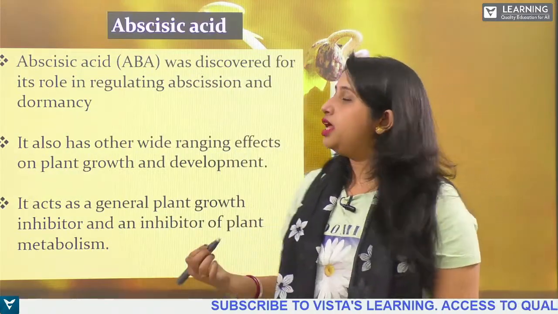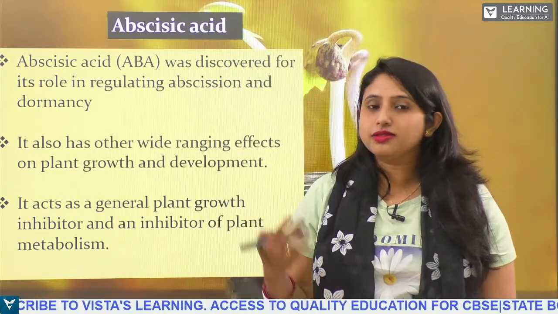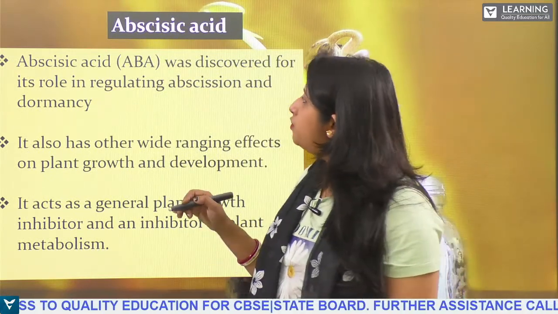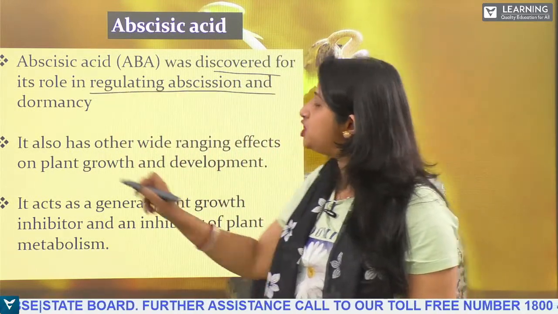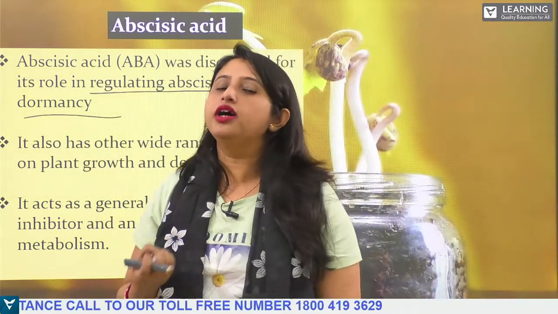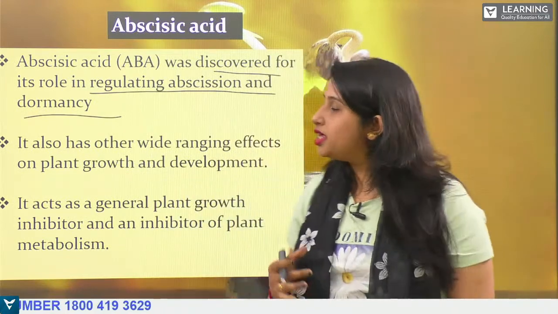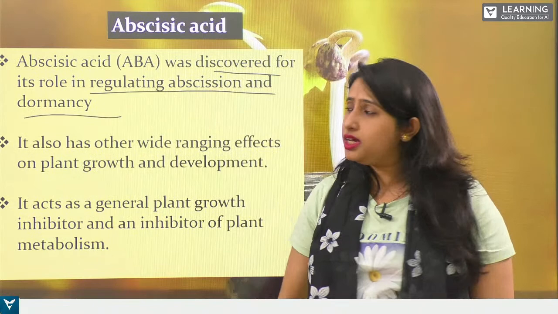Then let us learn about the last hormone, which is the inhibitor, that is abscisic acid. Abscisic acid was discovered for its role in regulating abscission and dormancy. So it will not allow the plant to grow. It will stop the growth of the plant, right? That is, it is an inhibitor. It stops growth. Is that clear?